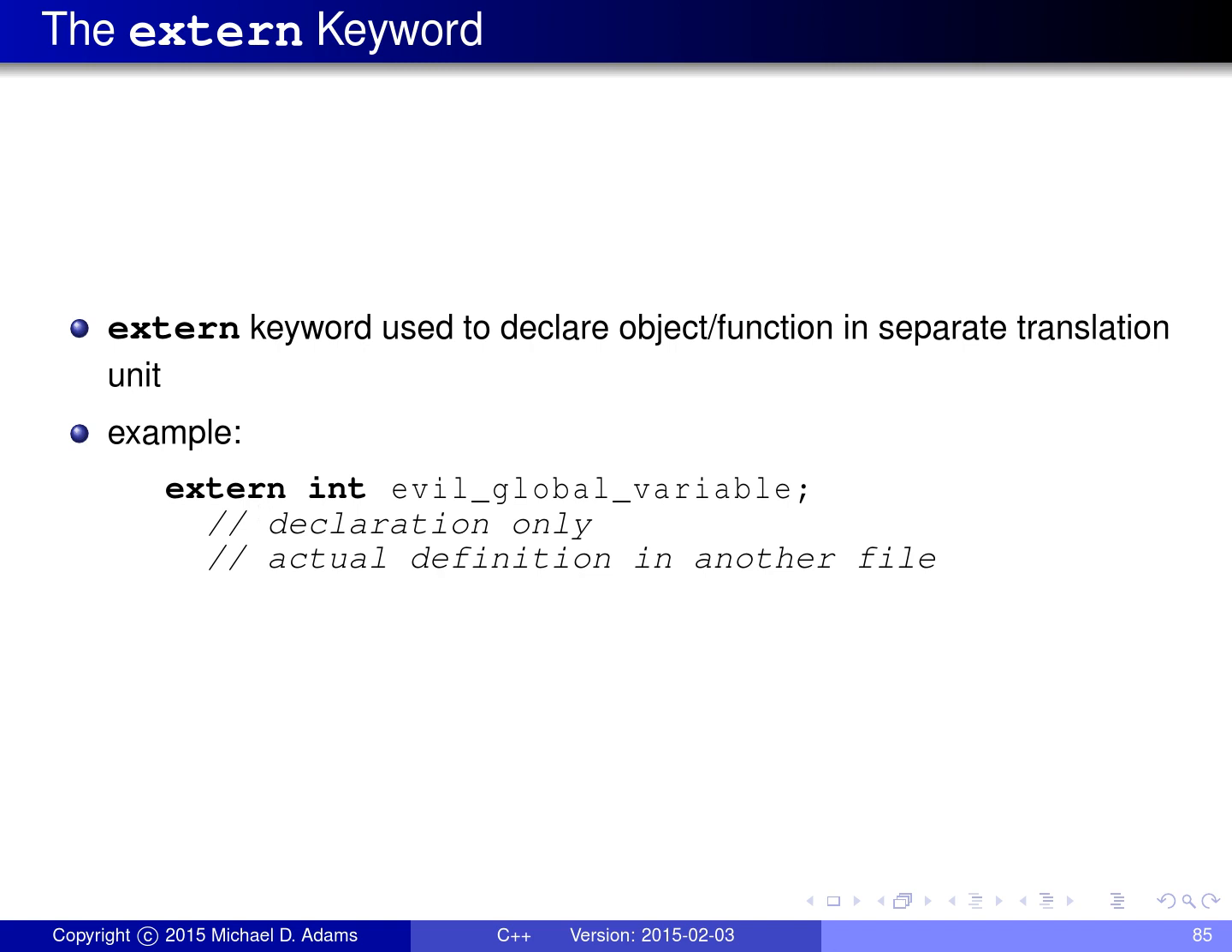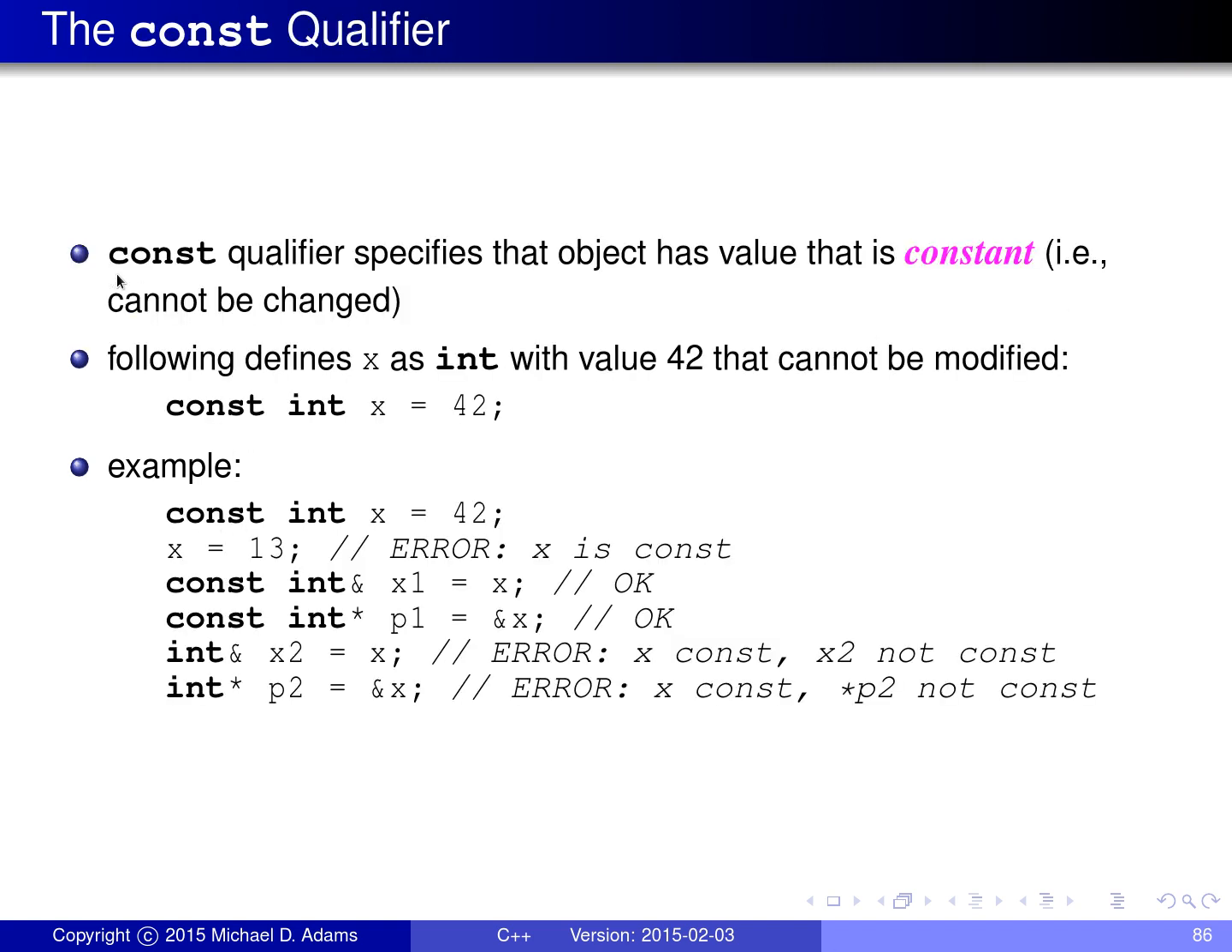The next thing I want to look at is the const qualifier. The const qualifier is something that can be applied to a type to specify that that object has a value that's constant. So the const qualifier is expressing the notion that something's not allowed to be changed.